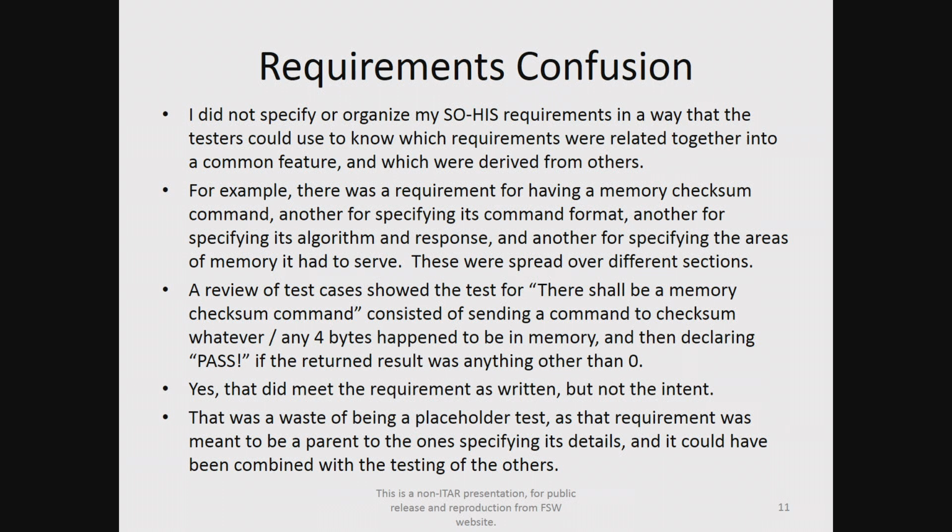Because that wasn't clear and the testing philosophy was take every single requirement and make it its own test case, their test case for "there shall be a checksum" is send the command to check some 4 bytes of anything that happens to be in memory. If the result is non-zero, that's a pass. Technically, for a requirement that just says there shall be a command, not that it shall be used or do anything, yes, that test case was correct. But looking at that, it's kind of a waste of a test case, and they could have done the more detailed testing and just covered that requirement in those.